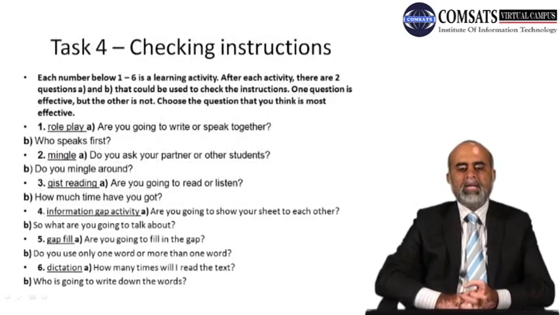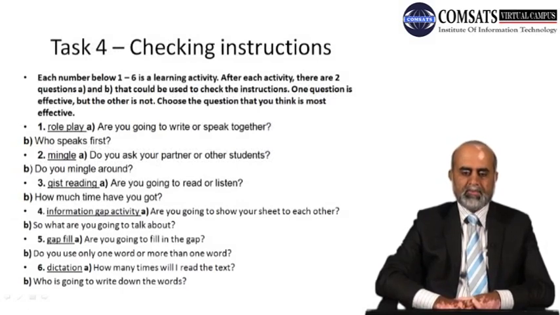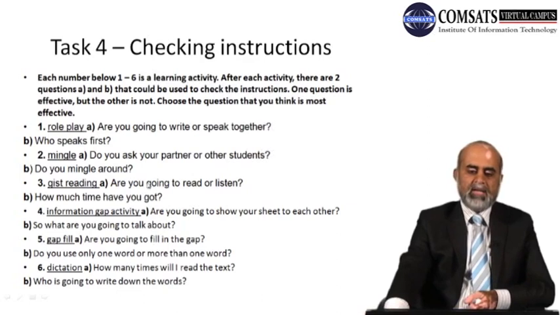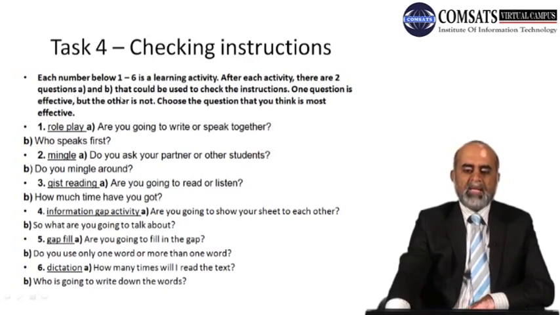Okay, now let's move on to task number 4. And task number 4 is checking instructions. So here are the instructions. First, I've written them in bold. Each number below from 1 to 6 is a learning activity, and I have underlined the learning activity. For example, in number 1, the learning activity is role play. After each activity, there are 2 questions, A and B, that could be used to check the instructions.